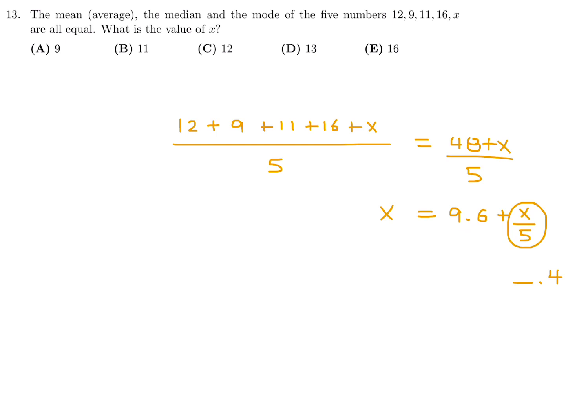You can quickly figure out that will happen when x is 12. And it would give me 9.6 plus 12 over 5. And 12 over 5 is 2.4. So that's how you get an integer. And when you add 2.4 to 9.6, you get 12, which is exactly what we wanted to get. So number 13, the answer is C.